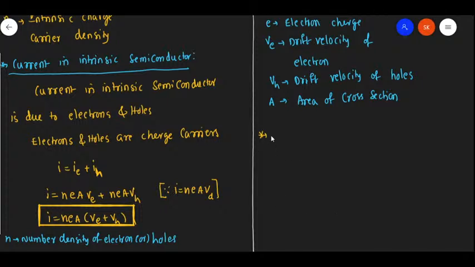Now, at temperature 0 Kelvin, the semiconductor will act as an insulator. Why at 0 Kelvin does the semiconductor act as an insulator? Can anyone write in the chat box? I want the reason. Why?